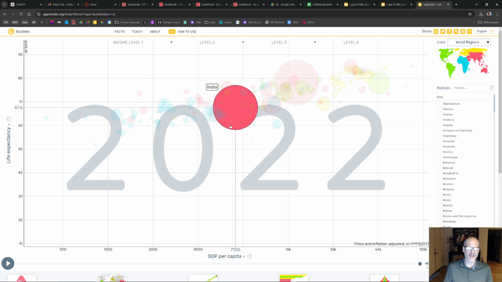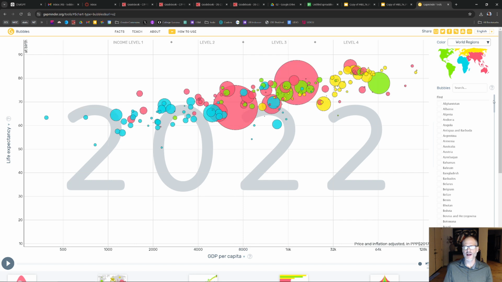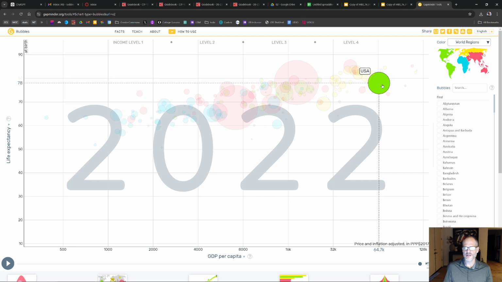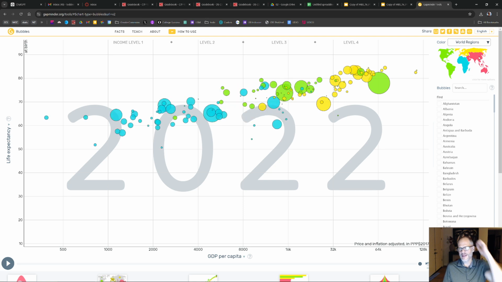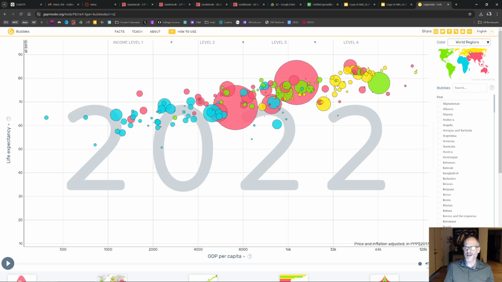So you can see here in India, the size of the ball represents the population of the country, and the color represents the region. Here are all of the Americas in green, including the United States of America, but also Brazil down here and Mexico here. Here is all of Africa, then here is Asia, and over here is Europe. So the color of the balls represents the region of the world that the country is in.